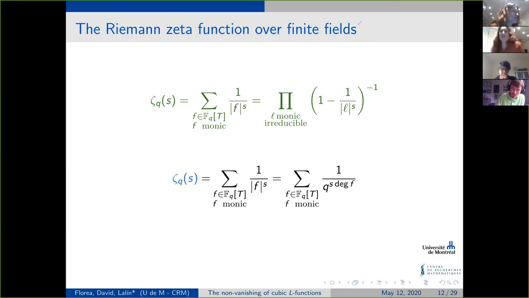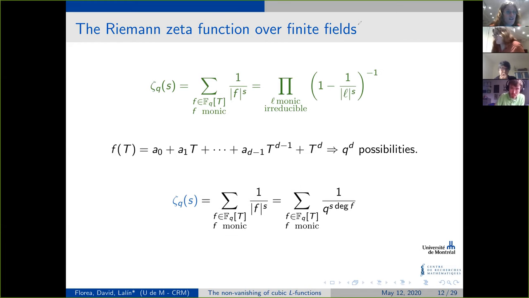So let's count the number of polynomials that have a certain degree, okay? If you take the polynomials with degree d, and I'm always talking about monic, you have d coefficients to choose, and each of them has q possibilities because you are in a finite field. So you get q to the d polynomials. There are only q to the d polynomials of degree d.